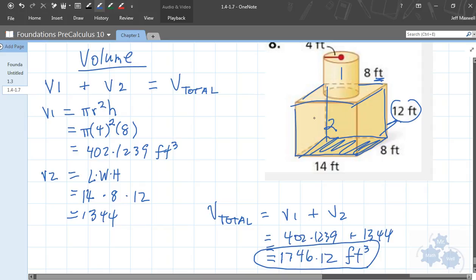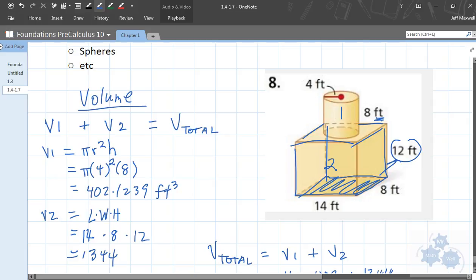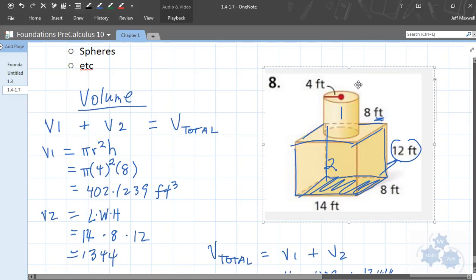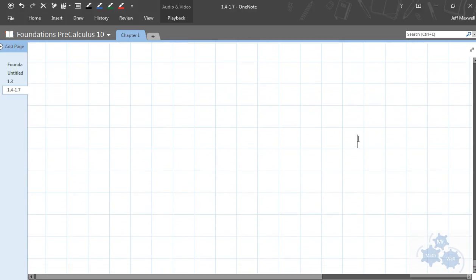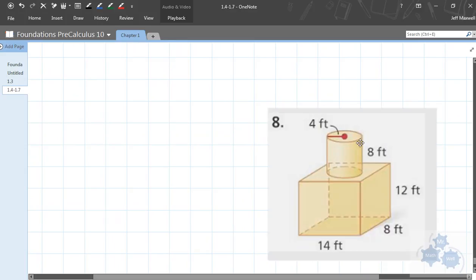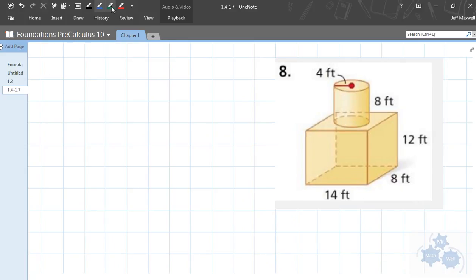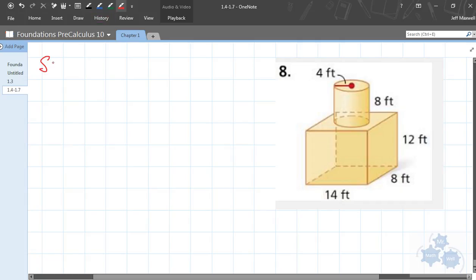Because I want to move on to surface area, and we'll use the same thing here, the same diagram, and we'll do surface area. Okay. Let's see if I can do this. Copy. Nice. All right. So let's do surface area.